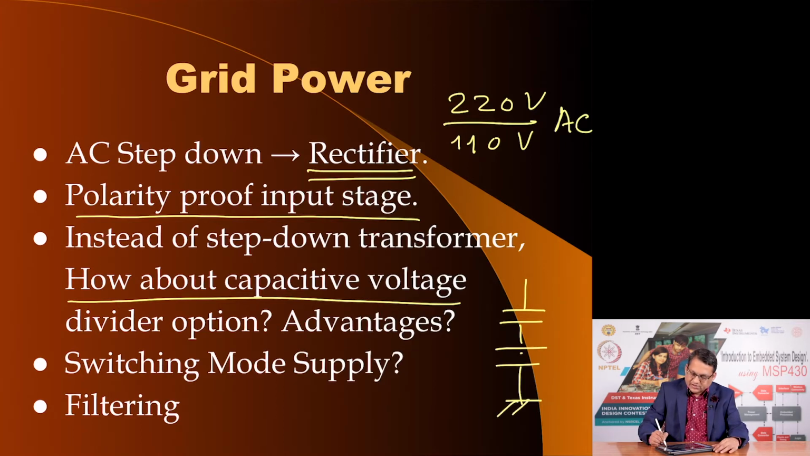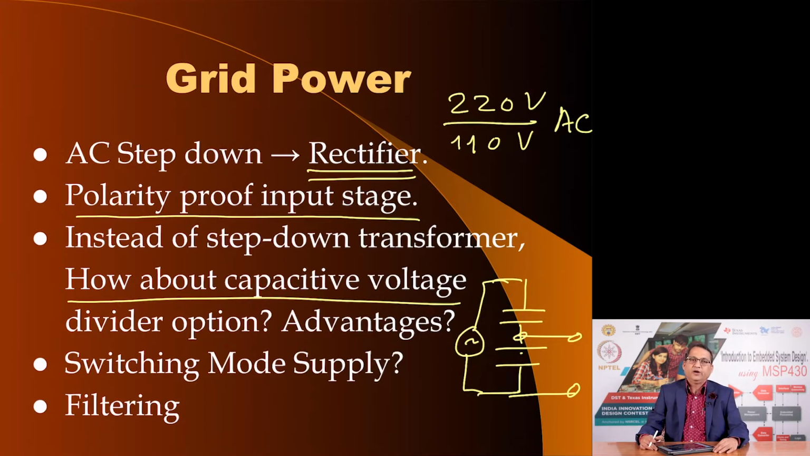If I use two capacitors, then here is my AC source and I tap the voltage here. Because the capacitors are reactive components, they do not dissipate any power, so I would have a more efficient power supply system. I would ensure the ratio of these two capacitors C1 and C2 is such that the voltage across C2 is within usable limits, and then I would rectify it and use it to power my system.